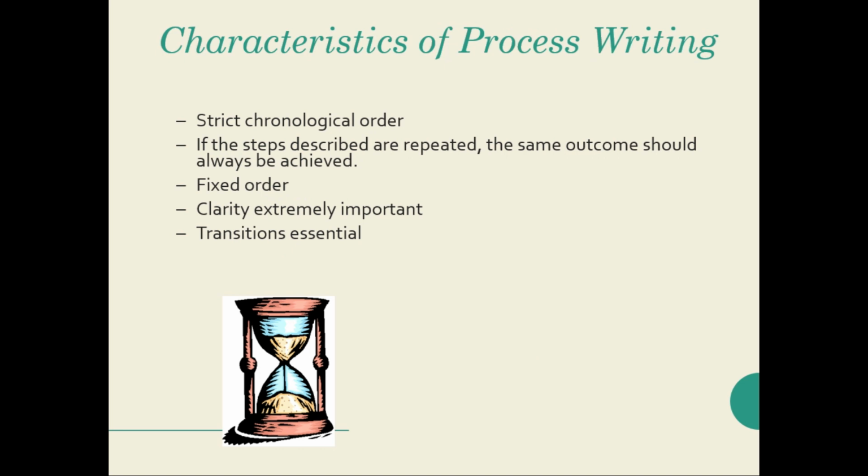Okay, the characteristics of process writing or process essay is that it includes strict chronological order. Number two, if the steps described are repeated, then the same outcome should always be achieved. And this should be in a fixed order because again, it is a process essay or a process writing. It involves a process. And then clarity is extremely important in the process essay.